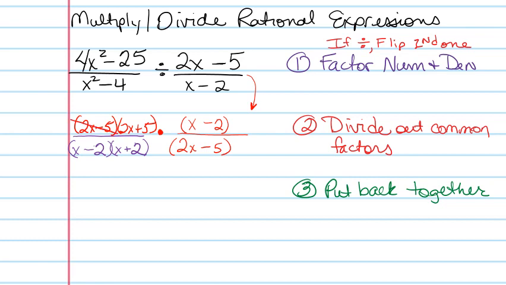All right, so now we're going to divide out our common factors. 2x minus 5 is going to divide out, and so is x minus 2. Those all divide out. Those are 1s. And so my answer is what's left over, which is 2x plus 5 over x plus 2.